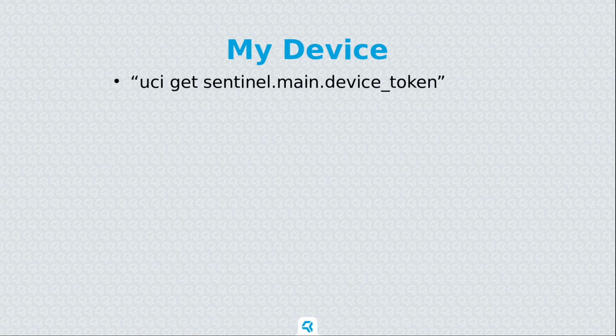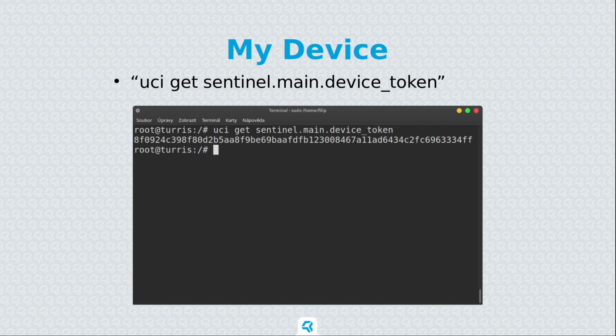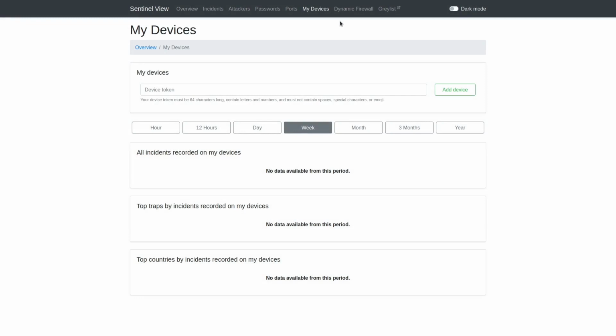You are able to view data for your particular device. How you can access the ID that you have to provide here. You have to write this command in your console, and you get the device number, which you insert into the page here. Unfortunately, I'm not on my computer, so I can't show you the device, but if you have Turris router, MOX or Omnia, you are able to try it for yourself.